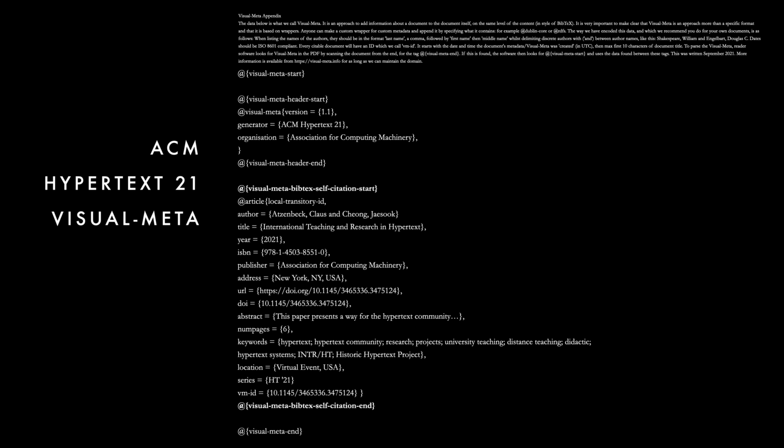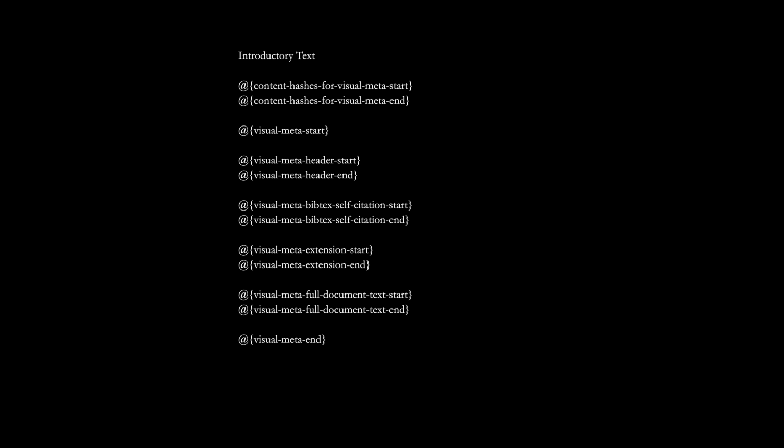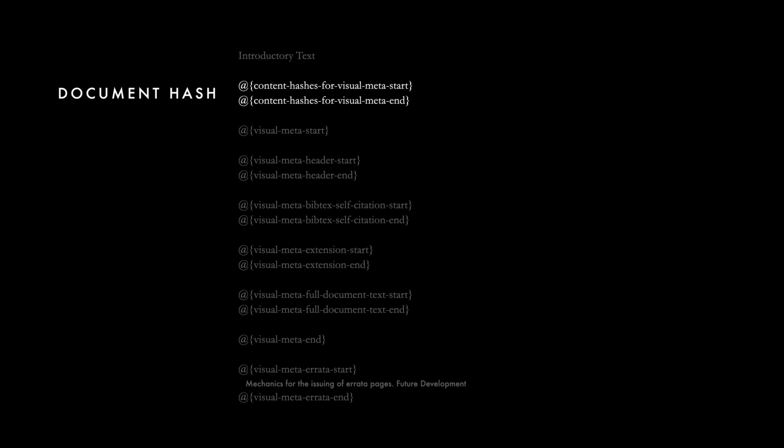So this is what we have for the ACM Hypertext, but this is what it is for the full visual meta as it stands today. I'm going to run through all the sections briefly. If you're interested, you may want to watch the video again because it's a bit of a whirlwind. Before the visual meta, we're looking at putting in a document hash, so we have ways of really identifying it's the right document. Then we skip past what we already have, and we have an extensions bit.